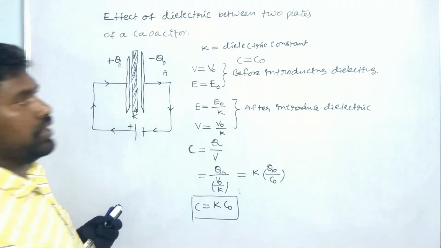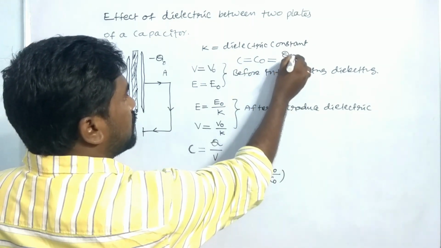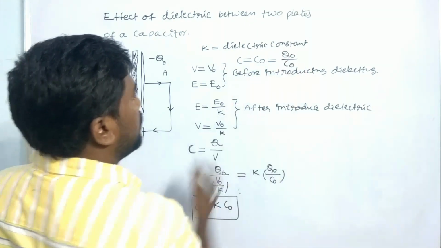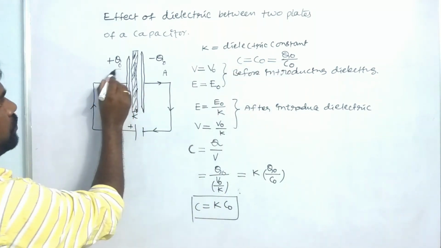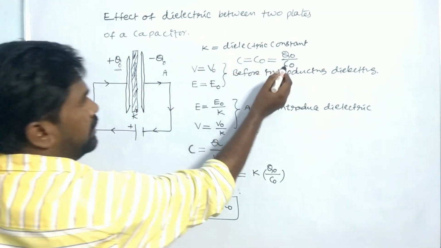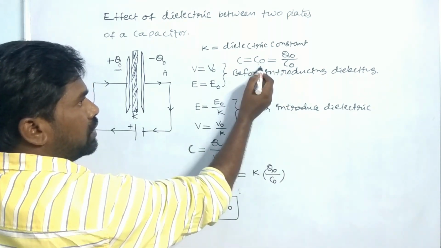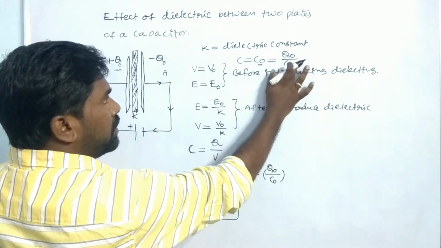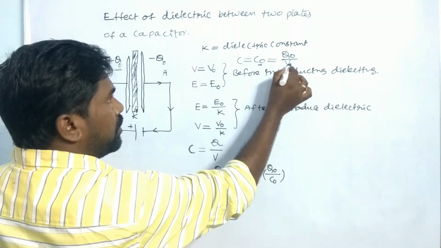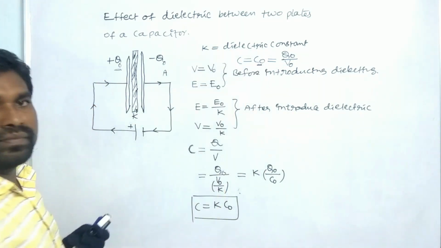K into C naught. So here C naught is Q naught by V naught, because from C is equal to Q by V, where the charge before introducing the dielectric is Q naught and the capacitance before introducing the dielectric is C naught. Q naught by V naught is the C naught.